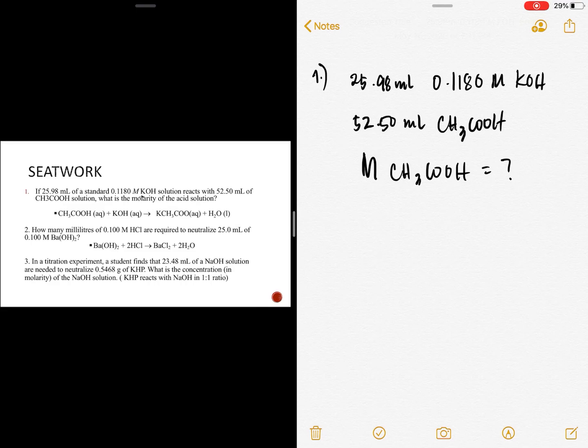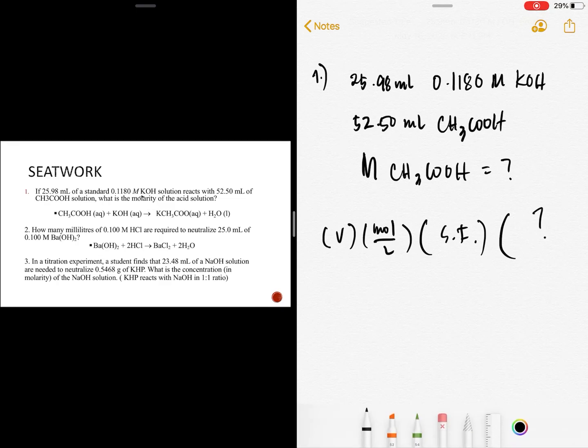So again, the format that I've taught you in the lecture in solving titration problems is volume times mole per liter, the molality, times the stoichiometric factor, times whatever is asked from you. So in this case, binigay ko tong format na to sa lecture, molality yung hinahanap. So, ang mangyayari dito is magiging 1 over the liter, no? 1 over the liter. Yan yung format na binigay ko sa lecture. Pag molality yung hinahanap, yung last term is 1 over the liter. The volume here should be also expressed in liter.